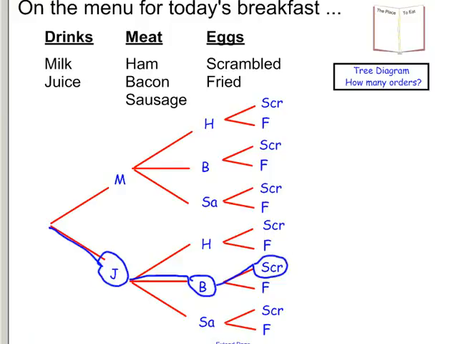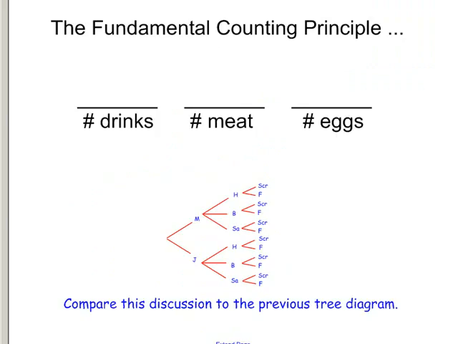All right, moving on though. Tree diagrams can get really, really big, especially if you think about a real menu. What if I had 7 drink choices and 5 meat choices and maybe 3 egg choices and a dessert? Maybe there's 10 dessert choices. There's a lot of options. I'm really not interested in drawing that large of a tree diagram. So what we can do is this thing called the fundamental counting principle.